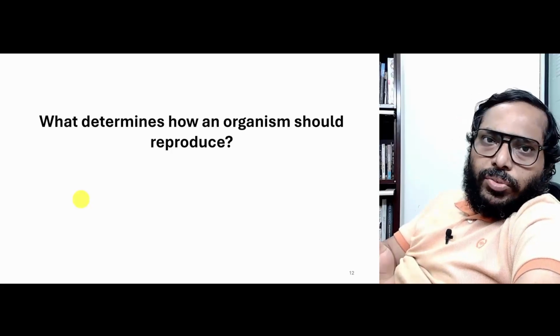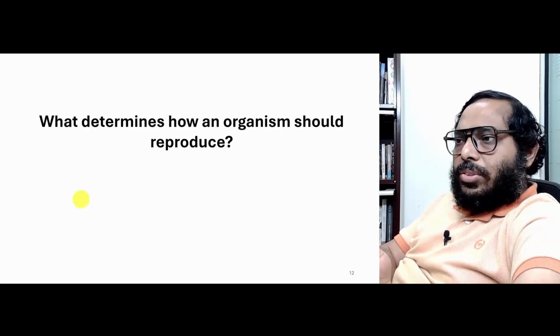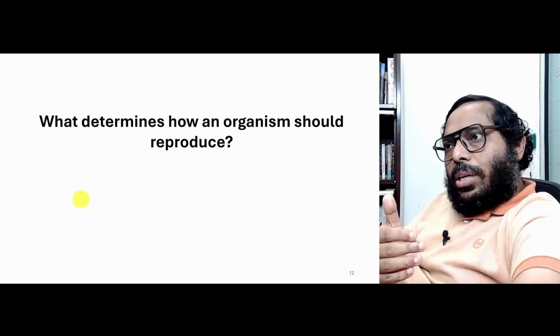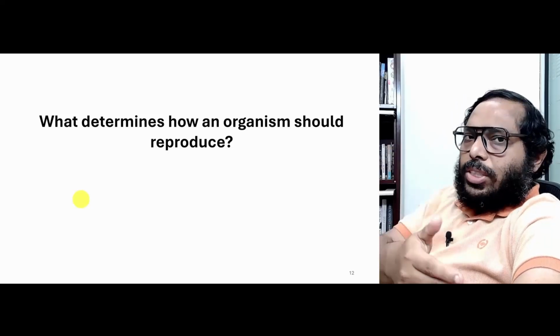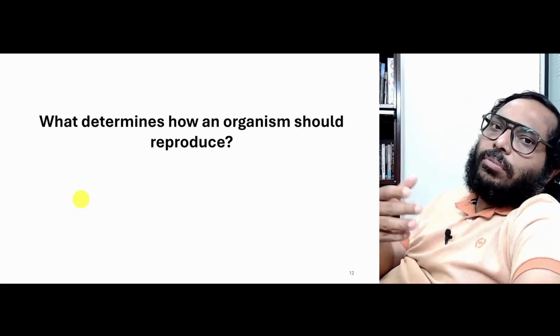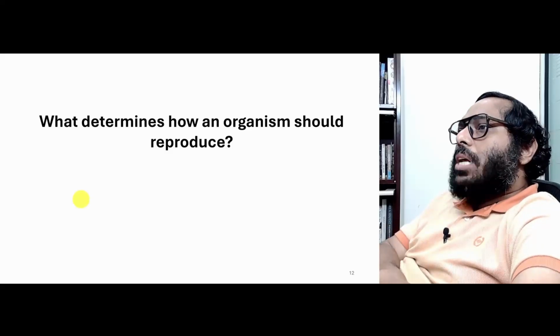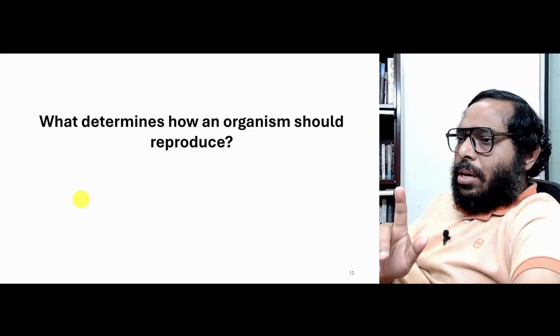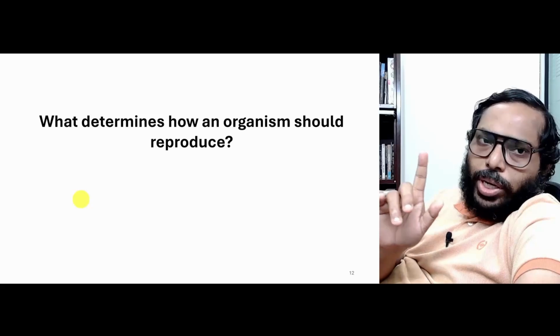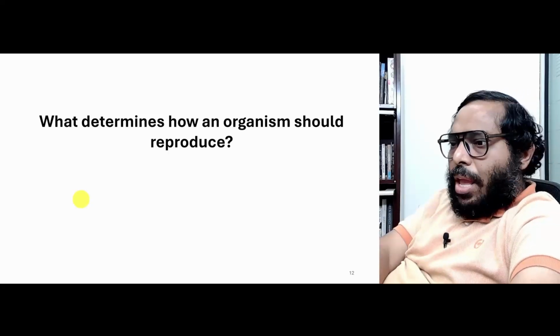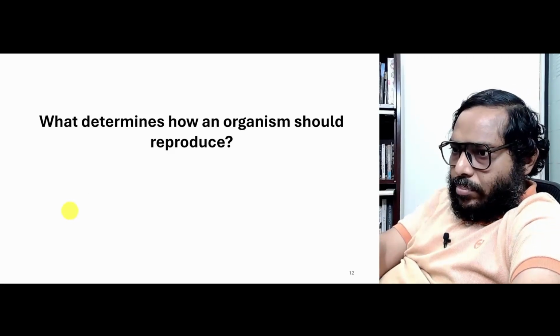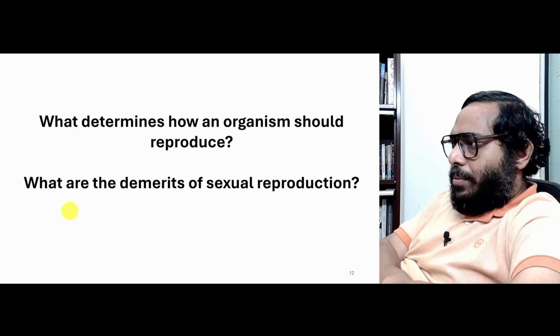Now, how do you answer this question? The simple way of answering this question is to figure out what are the merits and demerits of asexual reproduction and what are the merits and demerits of sexual reproduction, right. So, what we will do is we will start with one of these, which is the demerits of sexual reproduction, okay. And when we do that, what are the demerits of sexual reproduction?